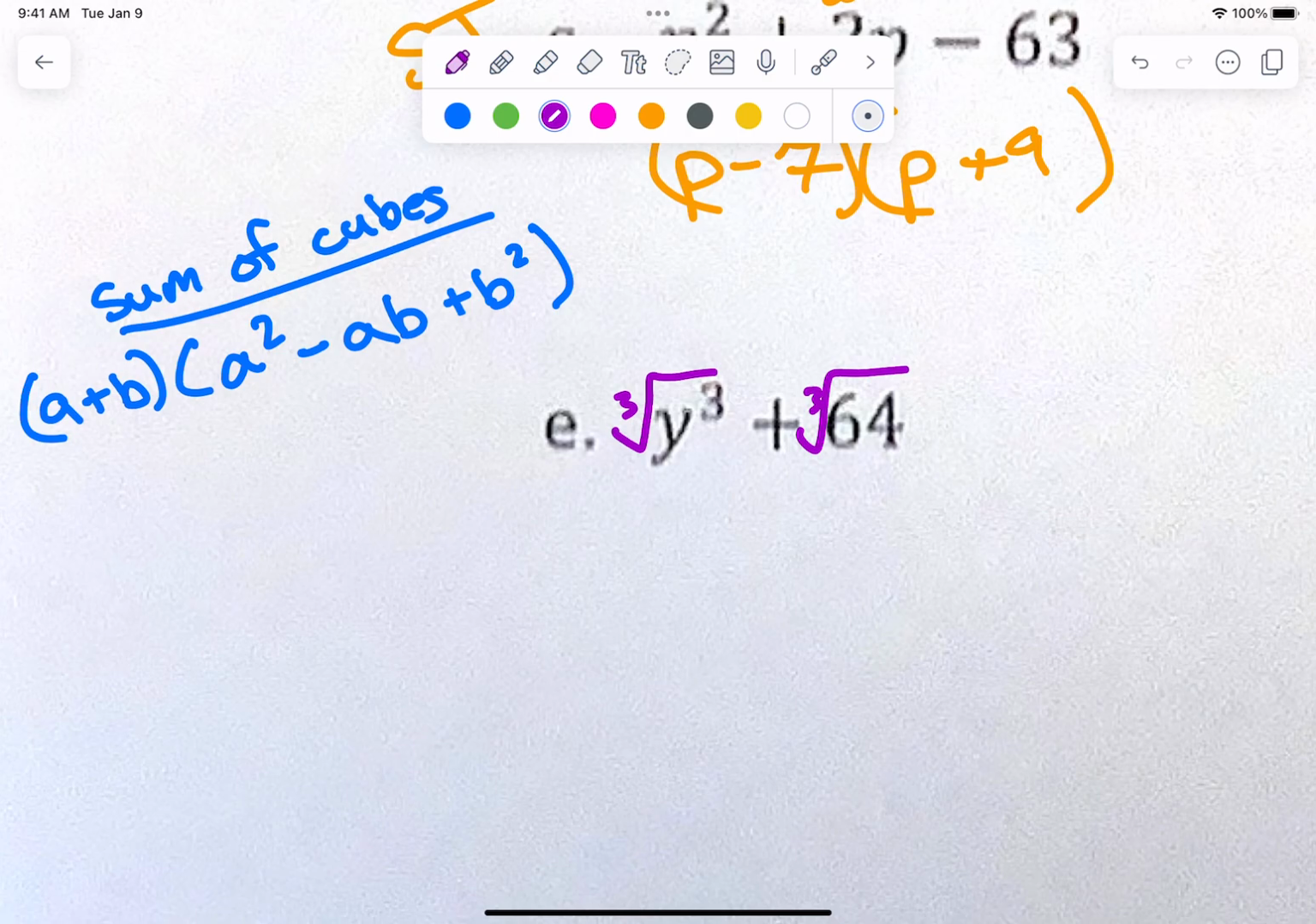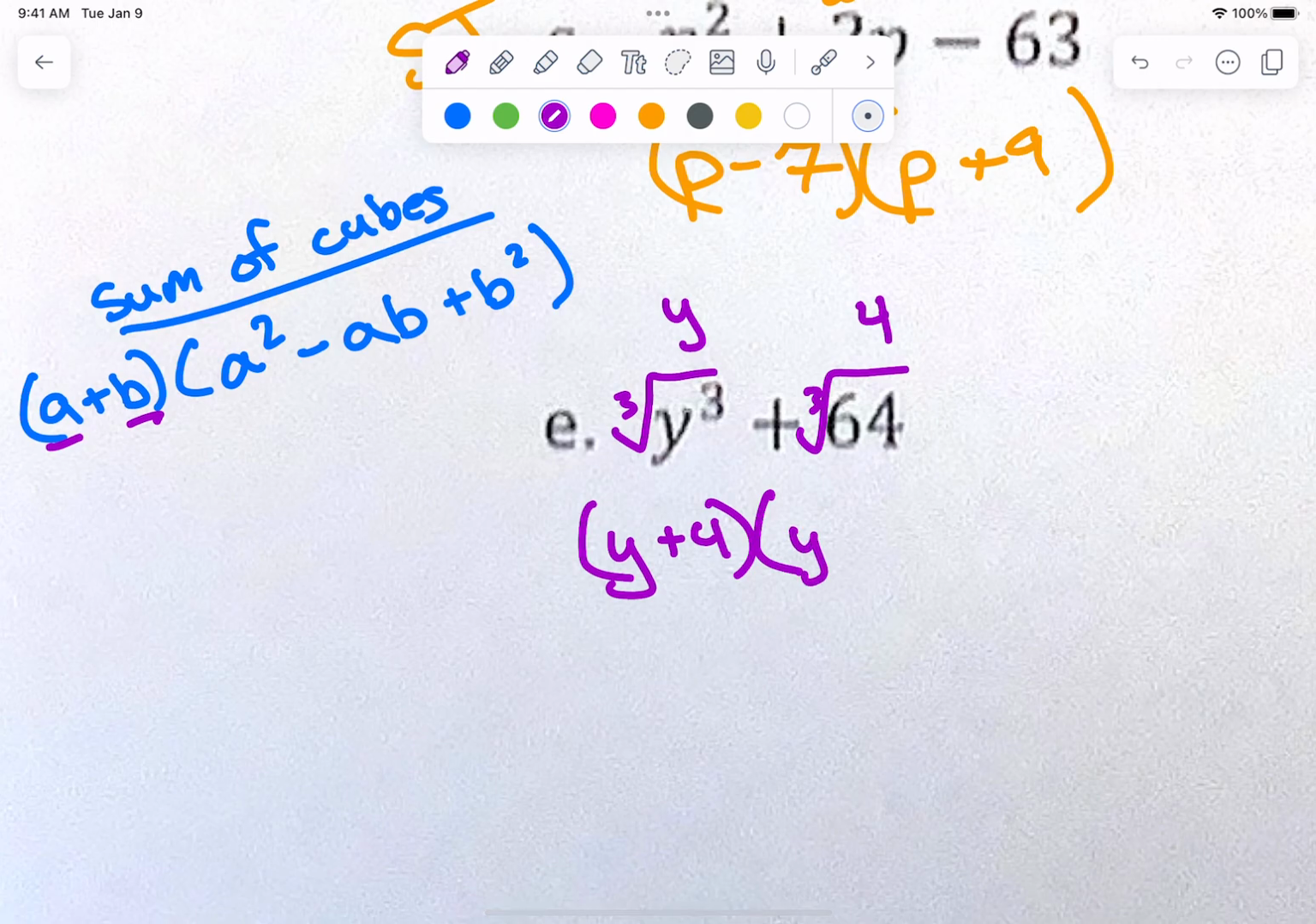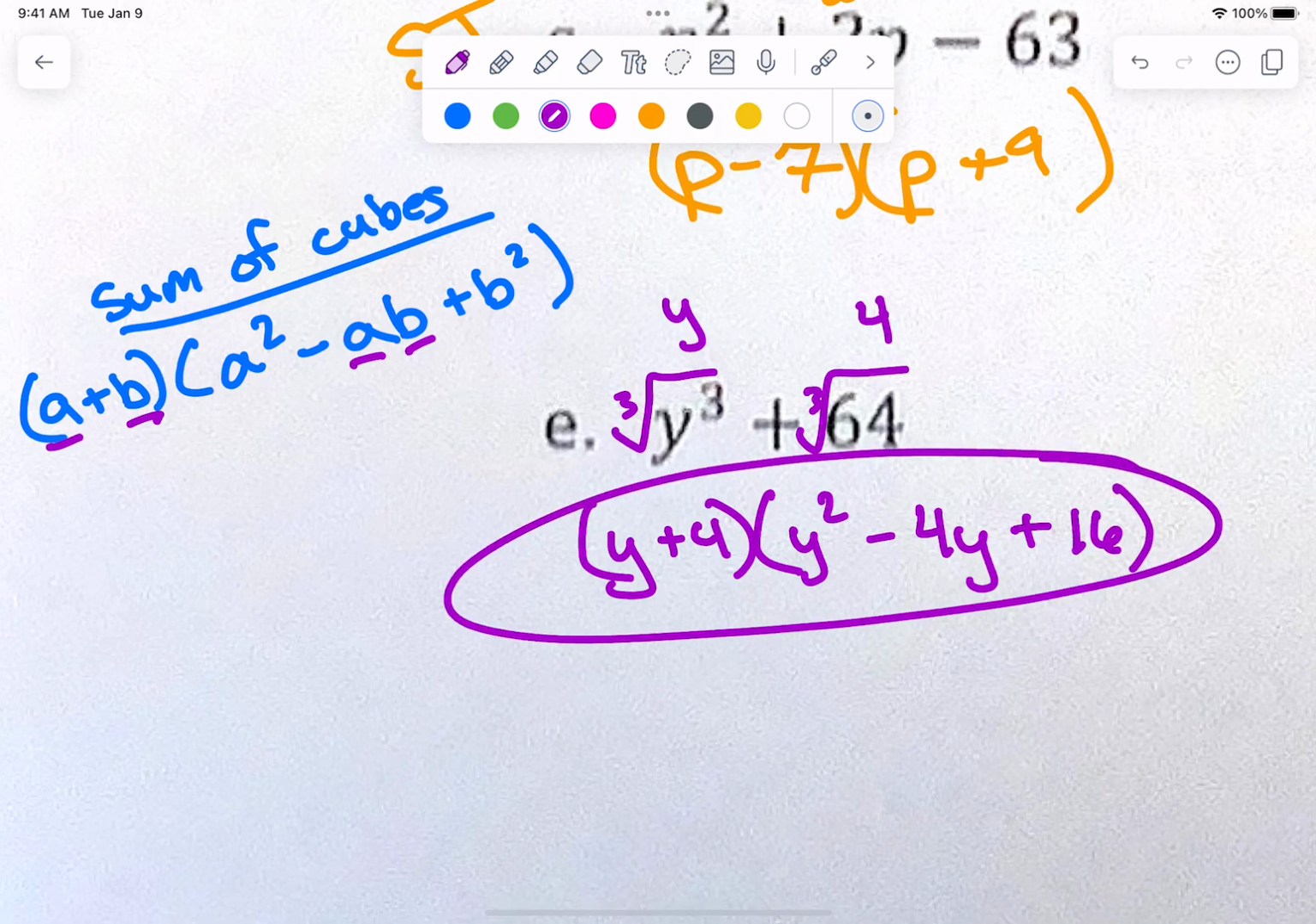Okay, so what's my A part? Y. What's the B part? The cubic root of 64, which is 4. That's B. Okay, so now I just pop it into the equation. A plus B will be Y plus 4, yeah? Okay? A squared. What's A squared going to look like? Y squared minus A times B, which is 4Y, plus B squared, which is 16. That is broken down. That's done.